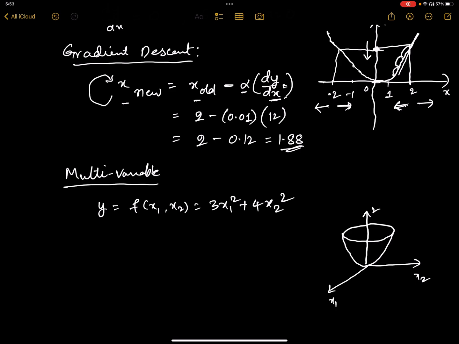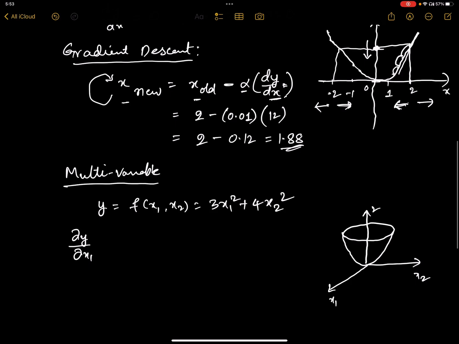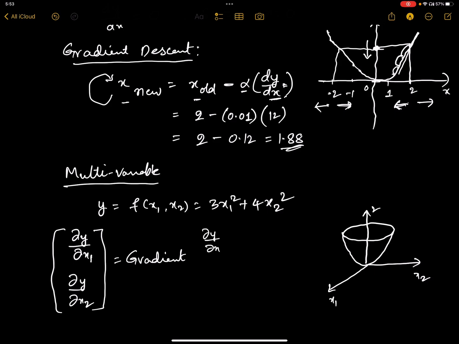So in case of multivariable function, we calculate the partial derivatives. Partial derivative is nothing but we treat all other variables as constant, and we find out the slope with respect to a single variable. So this is a partial derivative, and the vector of partial derivatives is called gradient. That's why the name gradient descent. And for this function, the set of partial derivatives will be dy by dx1 is equal to 6x1, dy by dx2 is equal to 8x2.